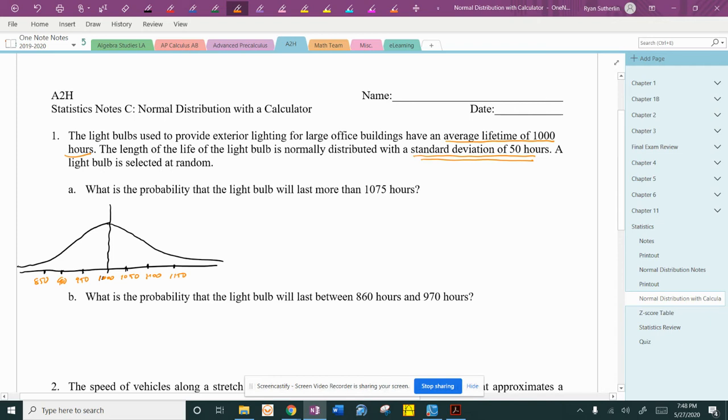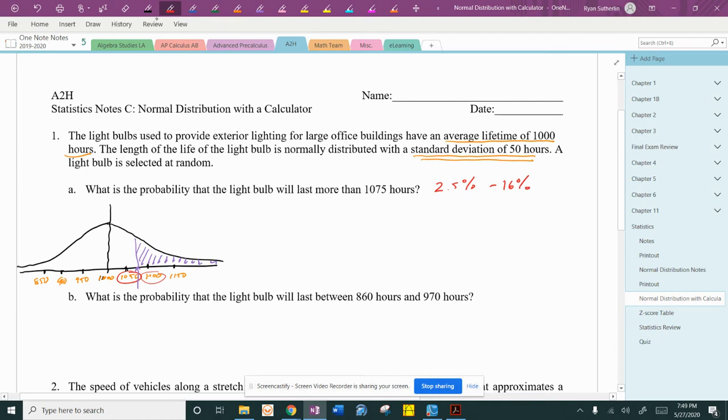So the question is, what is the probability that a light bulb will last more than 1,075 hours? Well, here's 1,075. So the question is, what is that percentage of the data? Well, we know at up to 1,050, it's 84%, so I have 16% of the data. Here it's 97.5%. So my answer is going to be somewhere between 2.5 and 16%. But how do we find that?